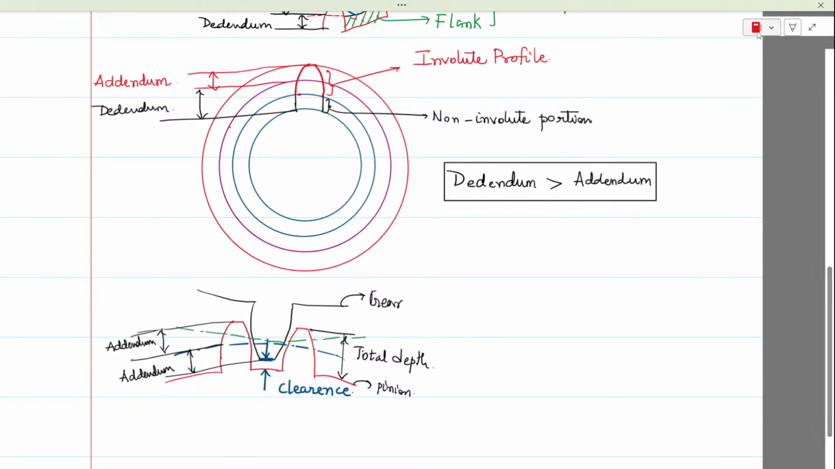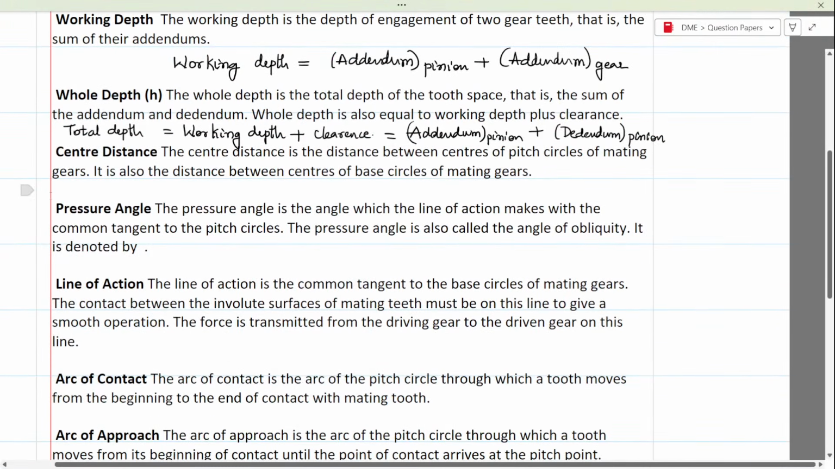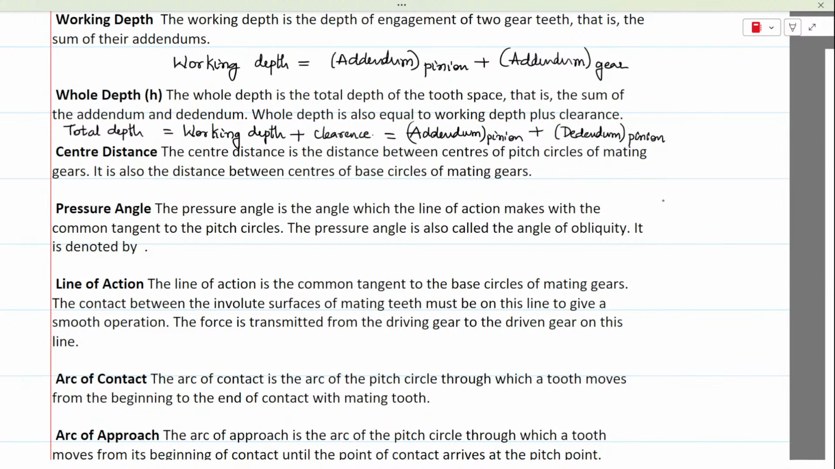All right. Let me go to the next slide. Center distance is the distance between the gears which are in mesh. So when the gears are in mesh, this will be called center distance. CD stands for center distance.